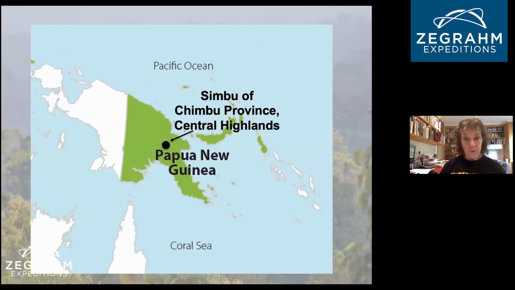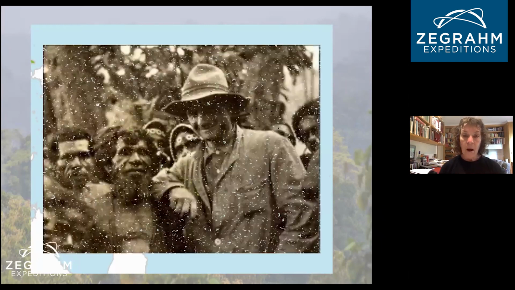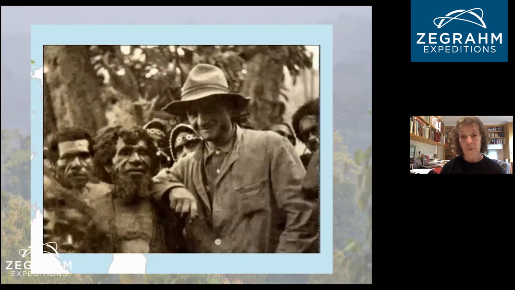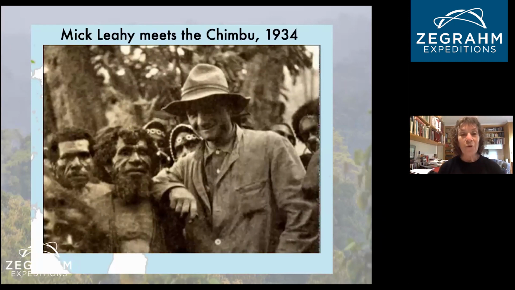The term Chimbu was given to them by, so they're actually called Simbu, but the term Chimbu was given to them by yours truly, Mick Leahy, who came into the area in 1934. When he came in, he heard them calling out Chimbu, Simbu, which means in their language an expression of surprise. So they got called the Chimbu, and hence that's what they're called today.